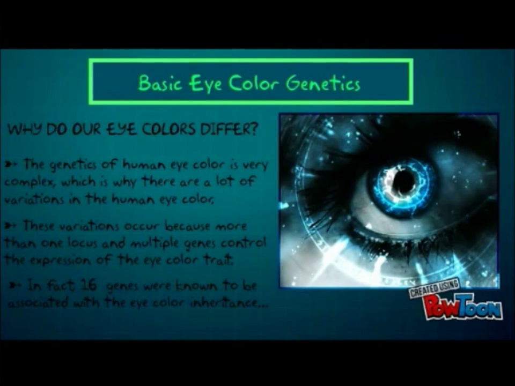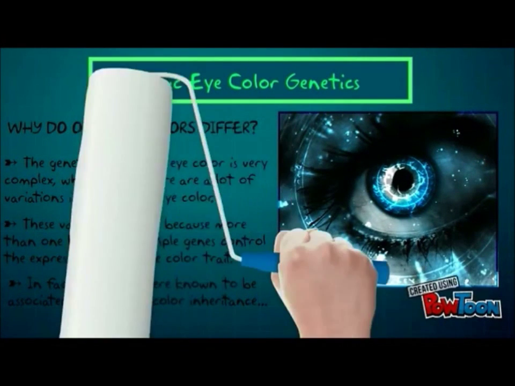The genetics of human eye color is very complex, which is why there are a lot of variations in human eye color. These variations occur because more than one locus and multiple genes control the expression of the eye color trait. In fact, 16 genes were known to be associated with eye color inheritance.